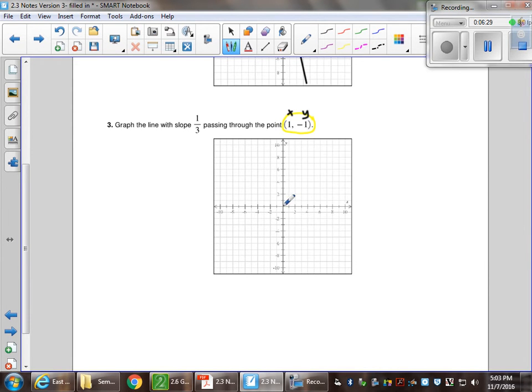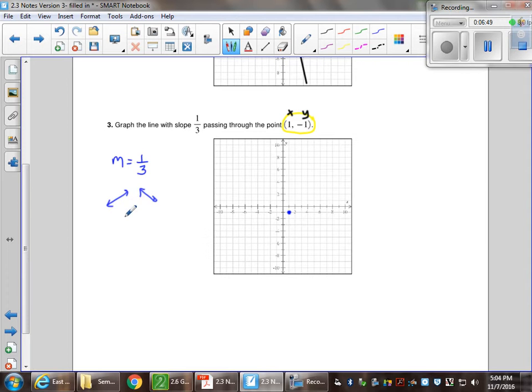So I'm going to start at 0. I'm going to go right 1, down 1. Now I'm going to leave my pen or mouse here. It's from this point I'm going to use my slope. Now my slope is 1/3. That's positive. Let's get that mental picture.